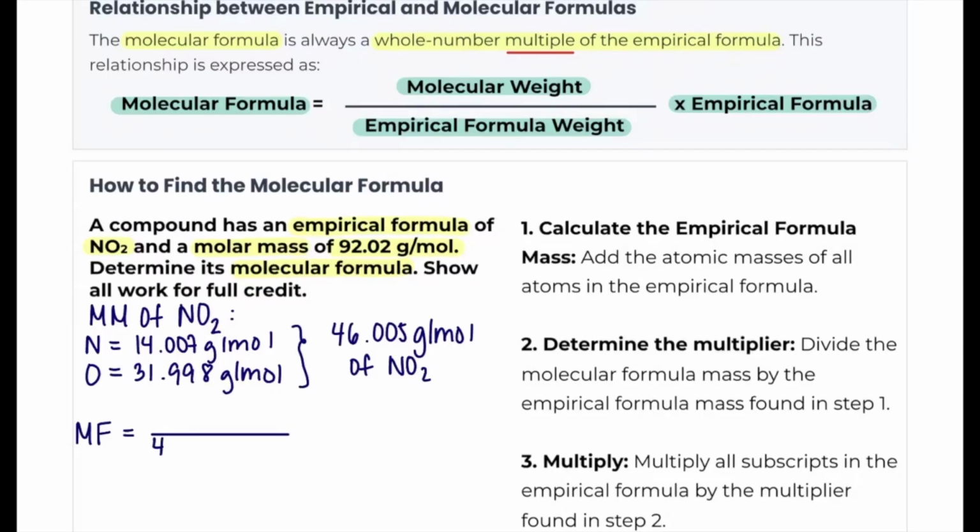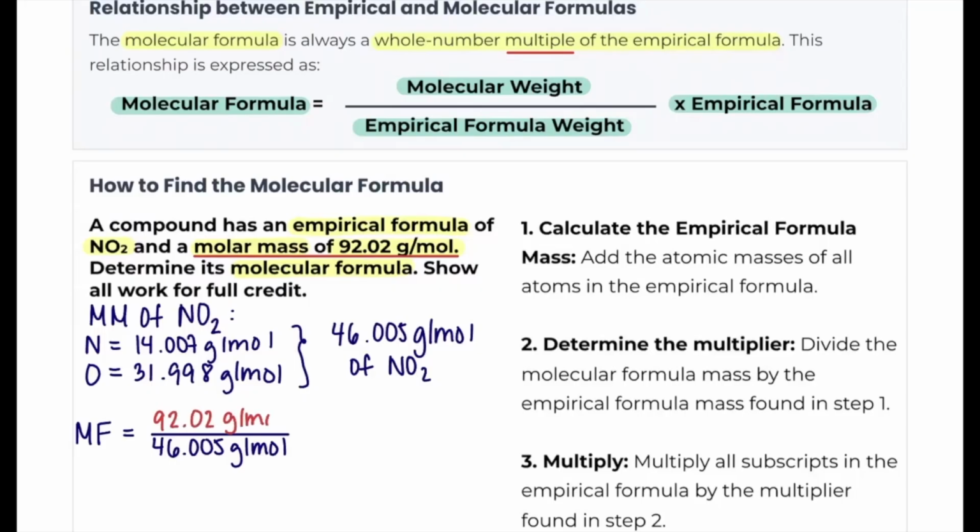Now, in the numerator, we have to place the molar mass of the molecular formula, and they give it to us. They say in the question stem that the molar mass is 92.02 grams per mole. So that's what we're going to place on the top of our fraction.